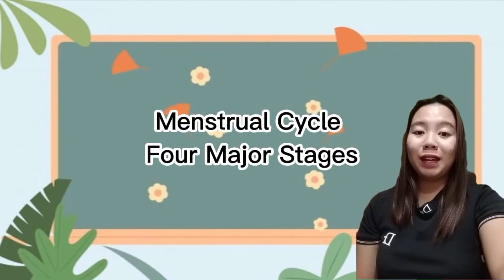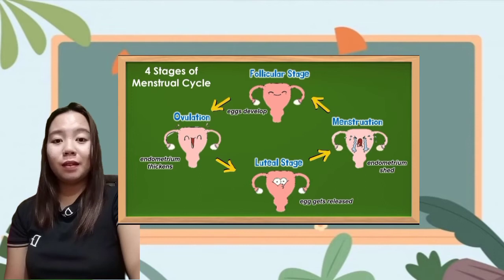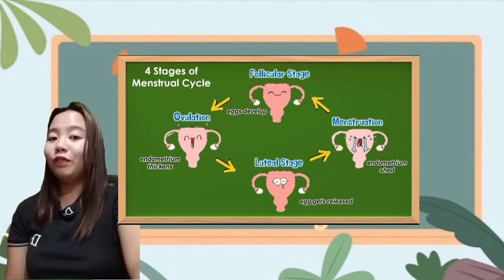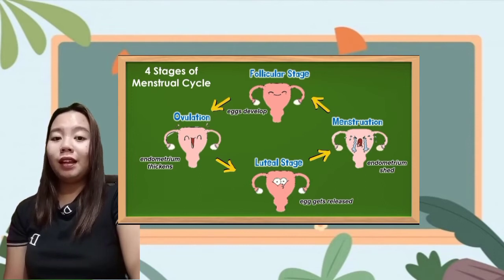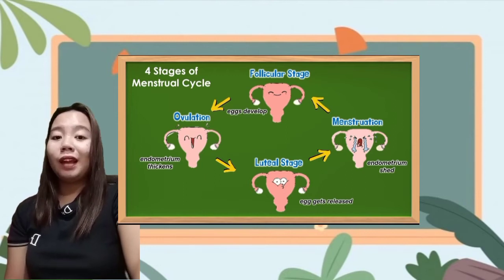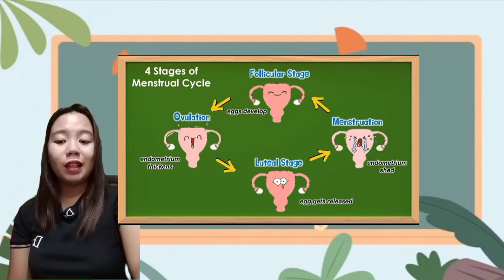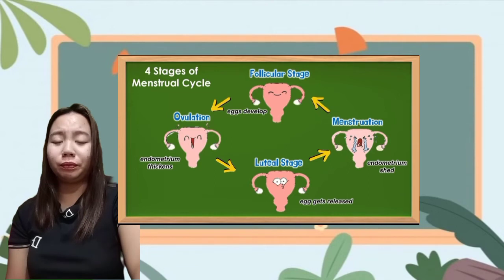Generally, the menstrual cycle has 4 major stages. These are the follicular stage, wherein the egg is developed; ovulation, where the egg gets released; the luteal stage, the endometrium thickens; and the last is menstruation, where the endometrium sheds.